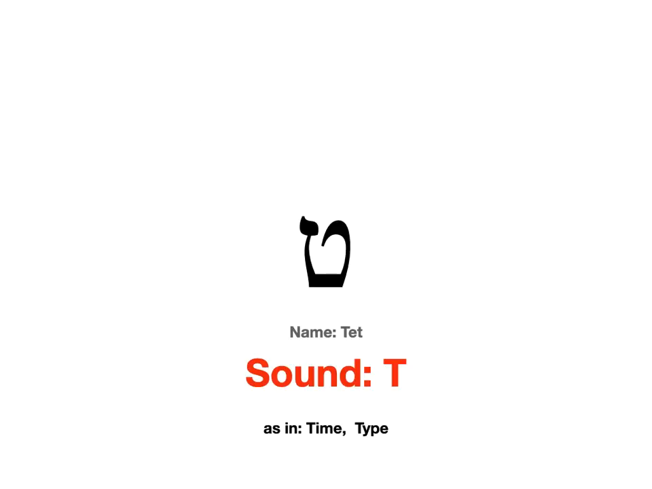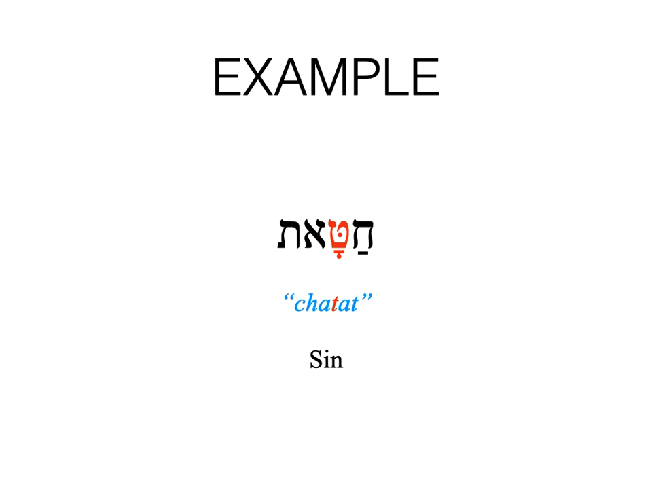Moving on to tet. We have two sounds for t, and we'll see the tav, which is the final letter, at the end of this video. This one is t as in time or type, and here is an example. We know the first letter already, that's ch. The two vowels underneath are both a. So cha. The next would be ta. Aleph is silent. And at the end we have the second tav, second t sounding. So chatat, sin.